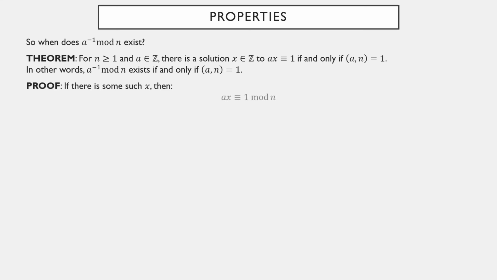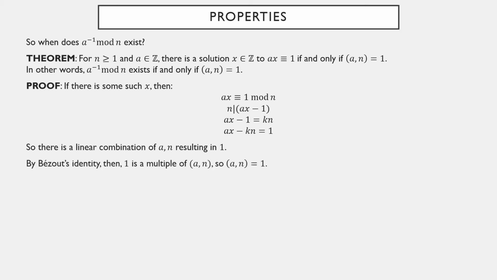So suppose there is such a solution. Then a times x is equivalent to 1 modulo n. In other words, n is a factor of ax minus 1. This is the definition of being equivalent mod n. Therefore, ax minus 1 is simply a multiple of n, and I move some terms around and I get ax minus kn is equal to 1. Meaning there was a linear combination of a and n producing a 1. a got multiplied by the integer x, and n got multiplied by the integer negative k, and I added them together and I got out 1. By Bézout's identity, if a linear combination of a and n is equal to 1, then the GCD must be 1. So if there is an inverse of a mod n, if there is an x so that a times x is equivalent to 1 mod n, then a and n have to be relatively prime.